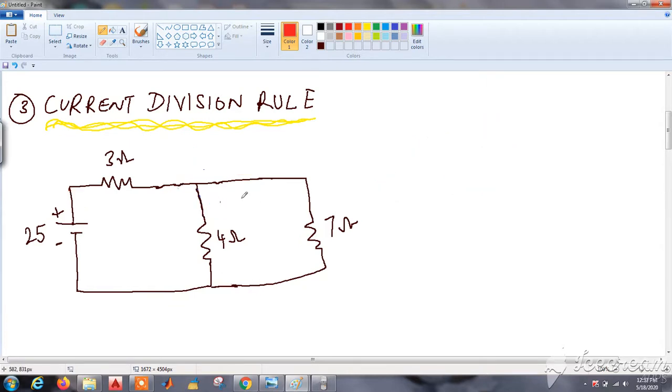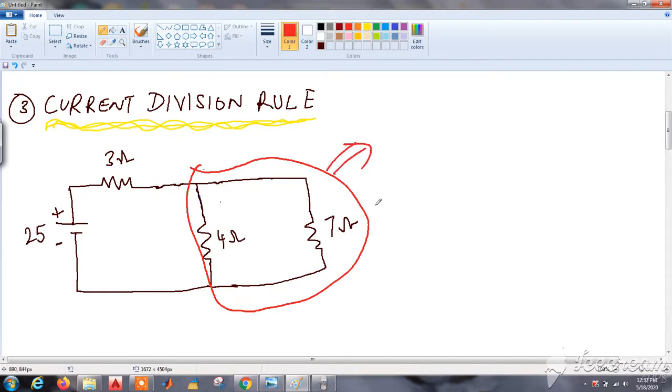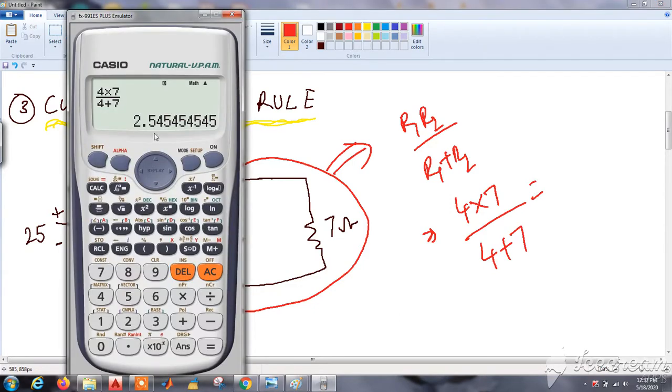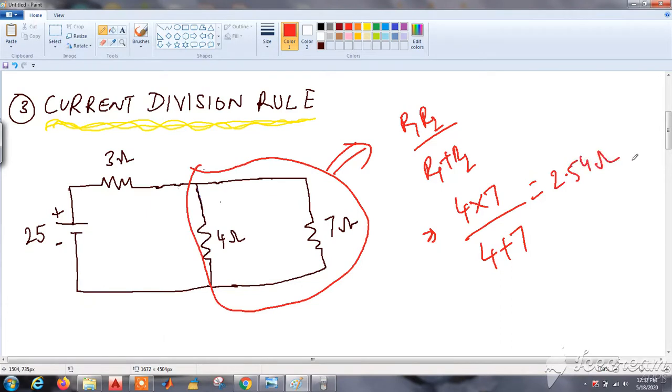So let us first convert this circuit into this. We can see that 4 ohms and 7 ohms are in parallel. Suppose we have to turn this into a single resistance, so R equivalent will be R1 R2 divided by R1 plus R2, that is 4 into 7 divided by 4 plus 7. So this will be 2.54 ohms. Now let us change this diagram accordingly, like this.